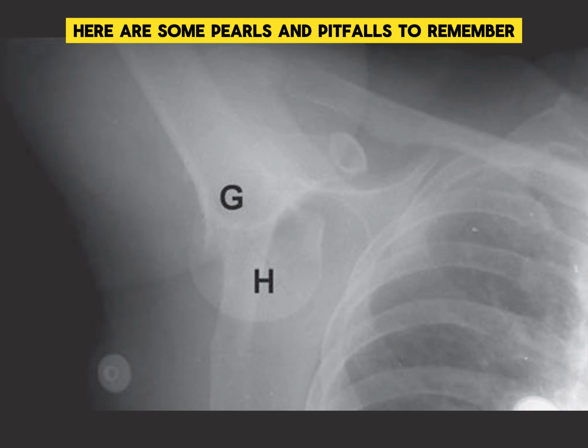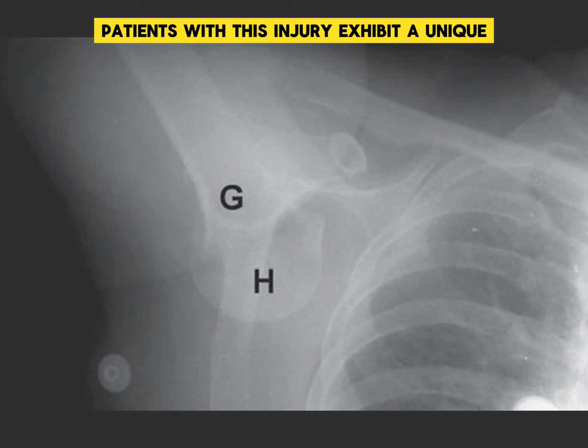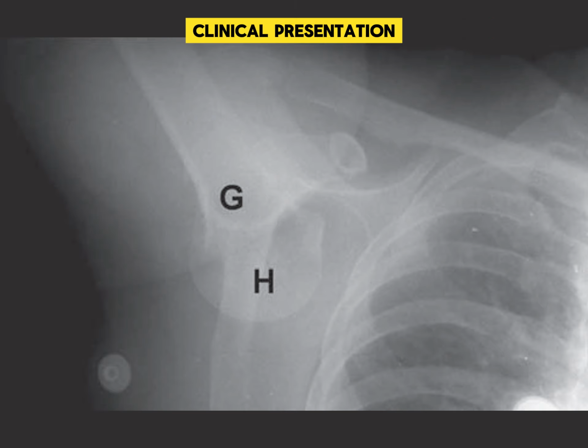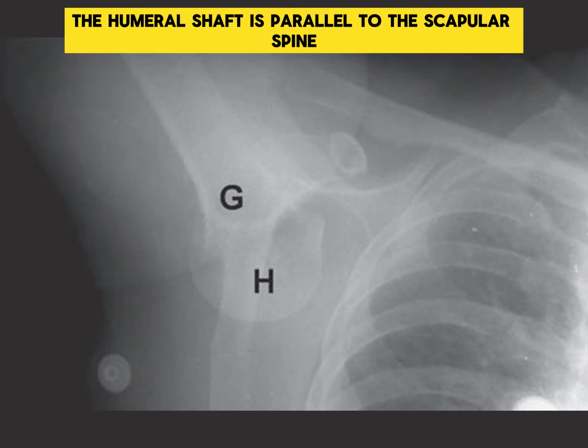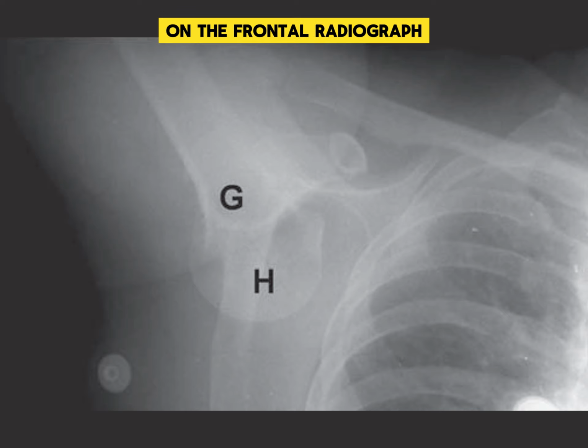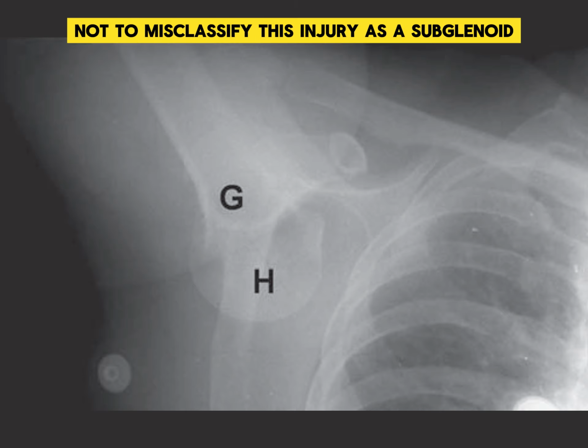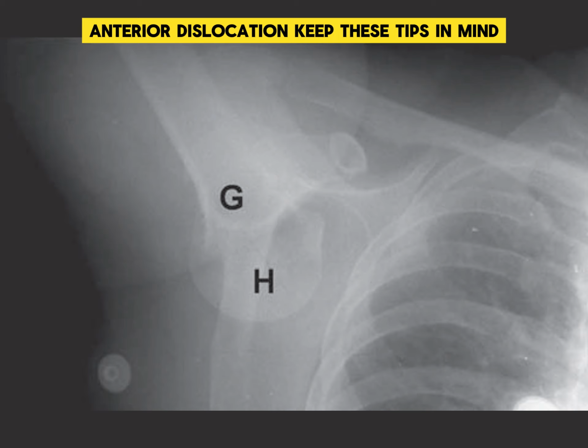Before we wrap up, here are some pearls and pitfalls to remember. Patients with this injury exhibit a unique clinical presentation. The forearm is pronated and resting on the head. The humeral shaft is parallel to the scapular spine on the frontal radiograph. Be careful not to misclassify this injury as a subglenoid anterior dislocation. Keep these tips in mind.